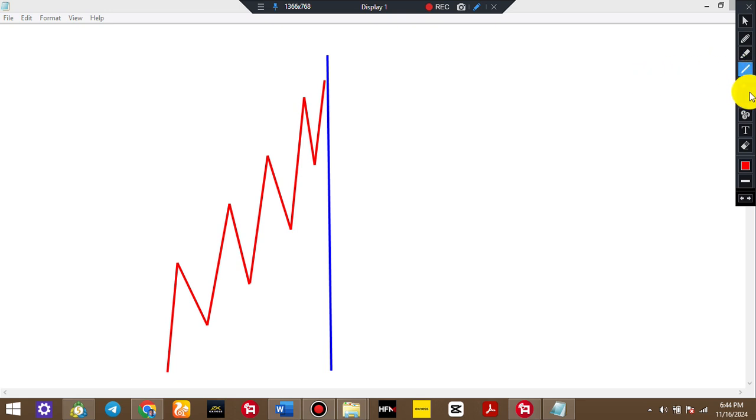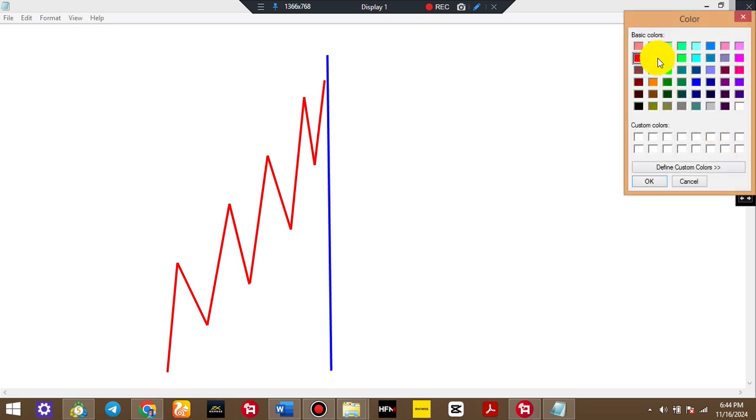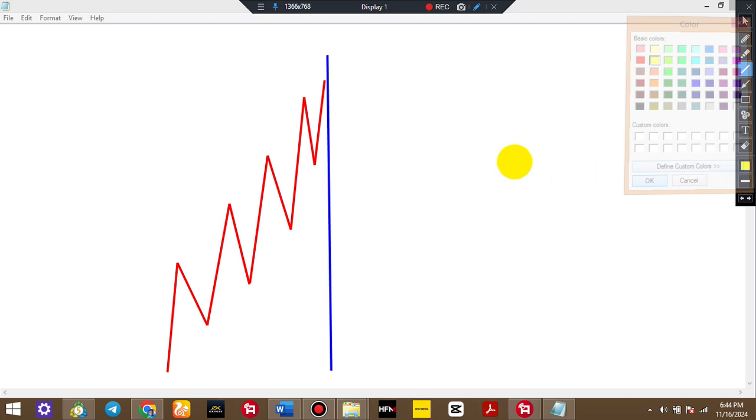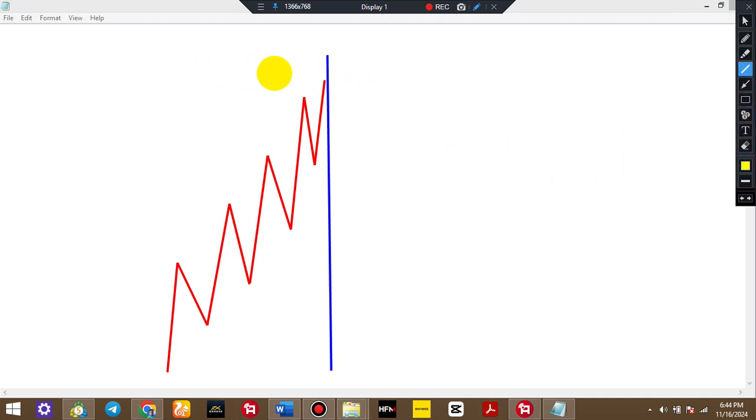Let's do some changes of settings. So as at today now, this area is going to be highlighted as the previous day high. Let's start with the previous day high. Is that clear? Let's start with the previous day high.